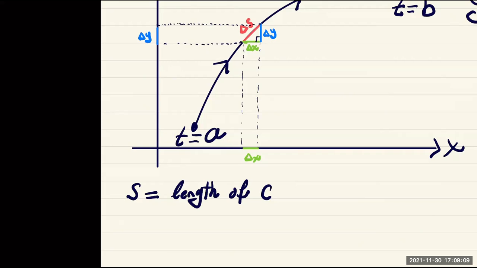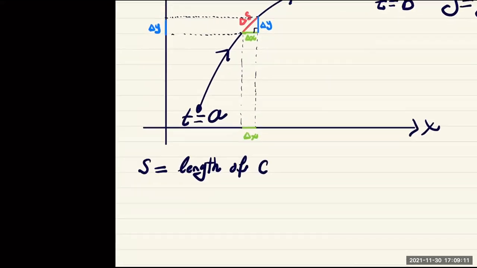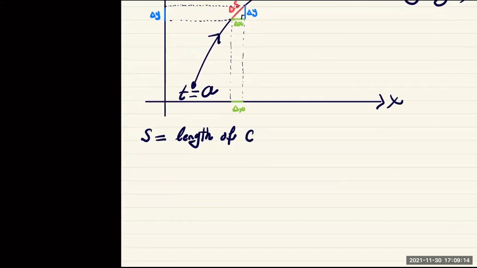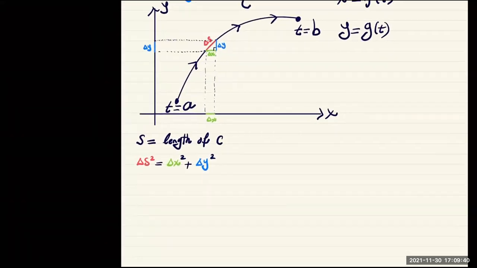You can use the Pythagorean theorem on that right triangle and say delta s squared is equal to delta x squared plus delta y squared. Again, this is just the Pythagorean theorem. C squared is equal to a squared plus b squared for any right triangle.